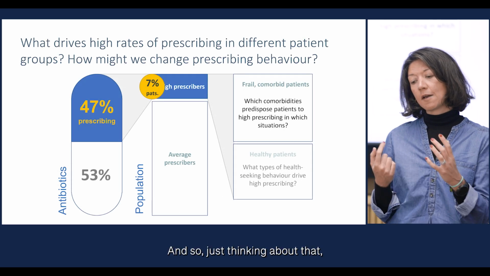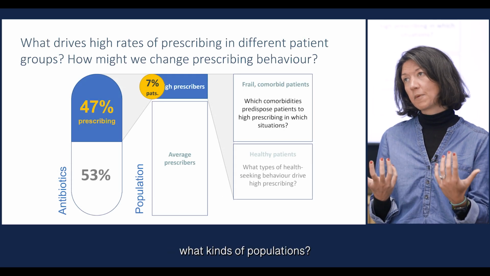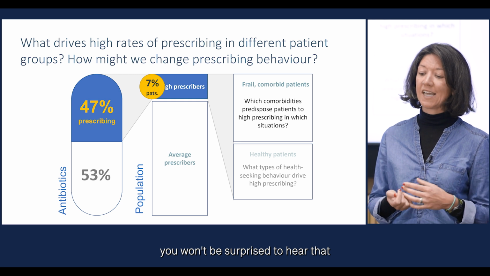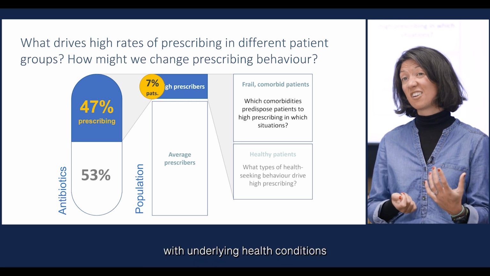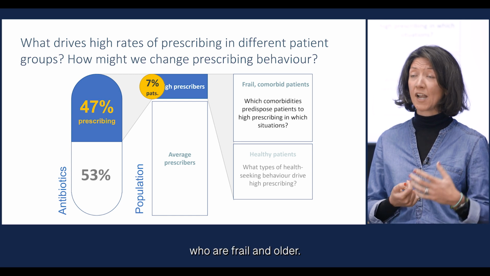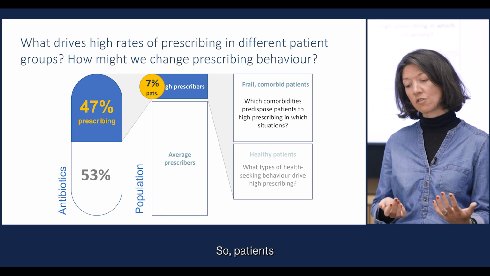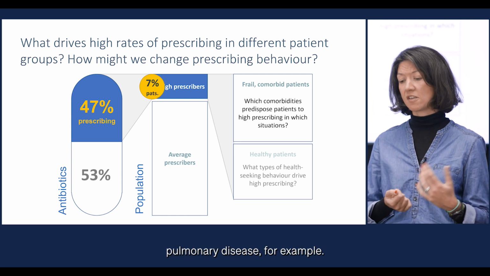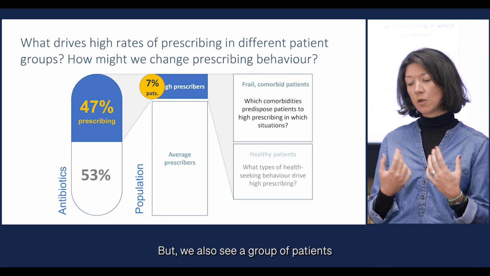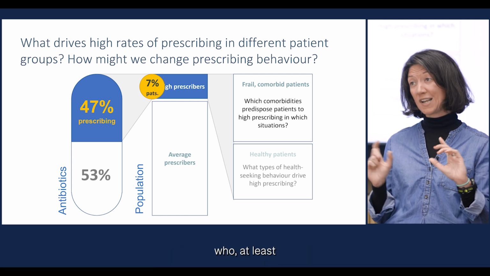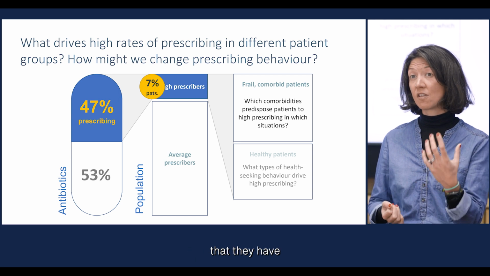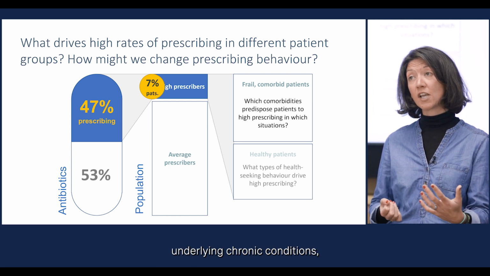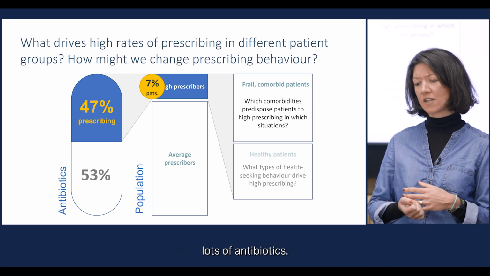And so just thinking about that, what kinds of populations, well, you won't be surprised to hear that the patients who get the most antibiotics tend to be those with underlying health conditions who are frail and older. So patients with chronic obstructive pulmonary disease, for example. But we also see a group of patients who, at least according to the data, seem healthy. So there's no evidence that they have underlying chronic conditions, but they're still getting lots of antibiotics.